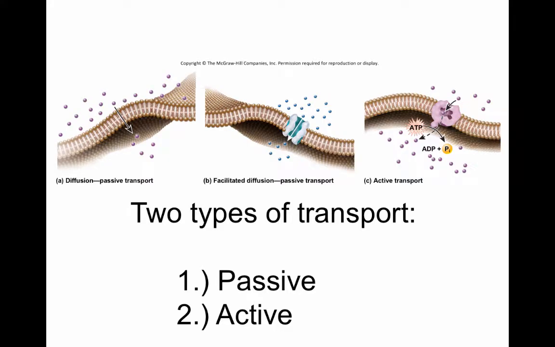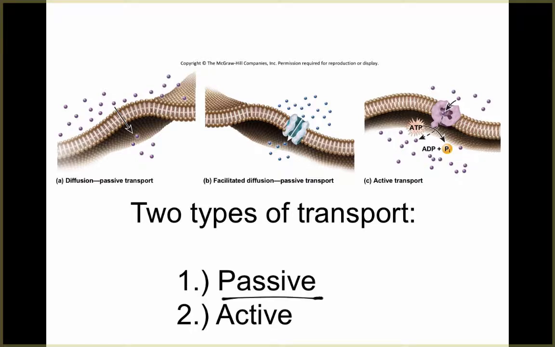So you have two types of transport. You have what's called passive and active. If you're being passive aggressive, it means that you're not really doing anything directly. So this means that it's like relaxed, no extra input.